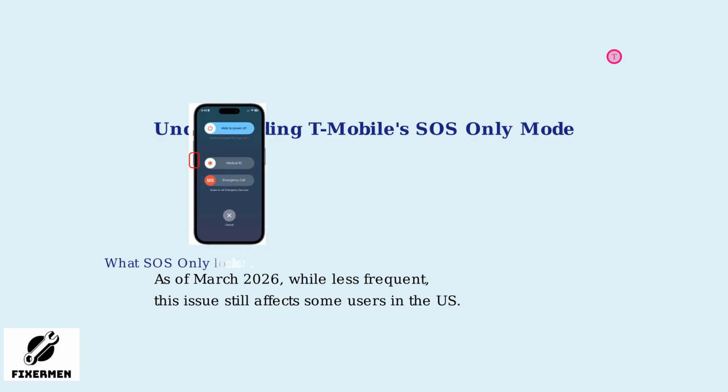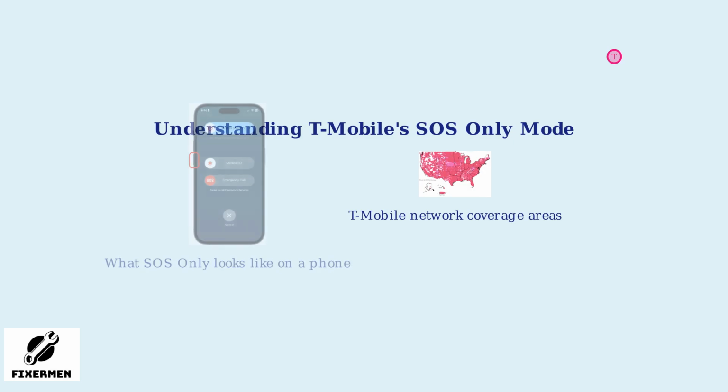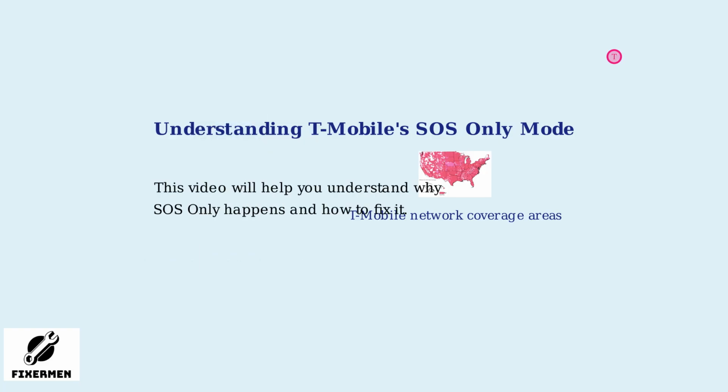Here's what the SOS only screen typically looks like on devices like the iPhone. The issue often occurs in areas with varying network coverage, as shown in this T-Mobile coverage map. This video will help you understand why this happens and how to fix it.